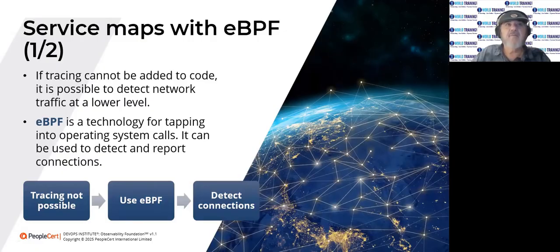eBPF can also help build service maps. So if tracing cannot be added to the code, it's possible to detect network traffic at a lower level, at the kernel level. eBPF is a technology for tapping into operating system calls that can be used to detect and report connections. This is just a statement of the same thing, a little flowchart. If tracing is not possible, use eBPF to detect connections.